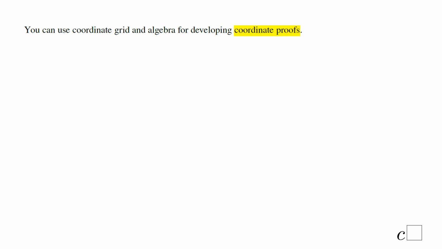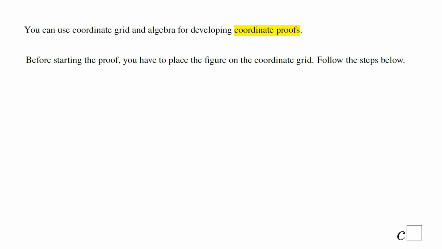In this lesson we'll talk about coordinate proofs, but at the beginning we're going to talk about how to position figures, and in this lesson we're going to talk about triangles in a rectangular grid in such a way to be useful. So what do I mean? You have to follow some steps to position your figure.